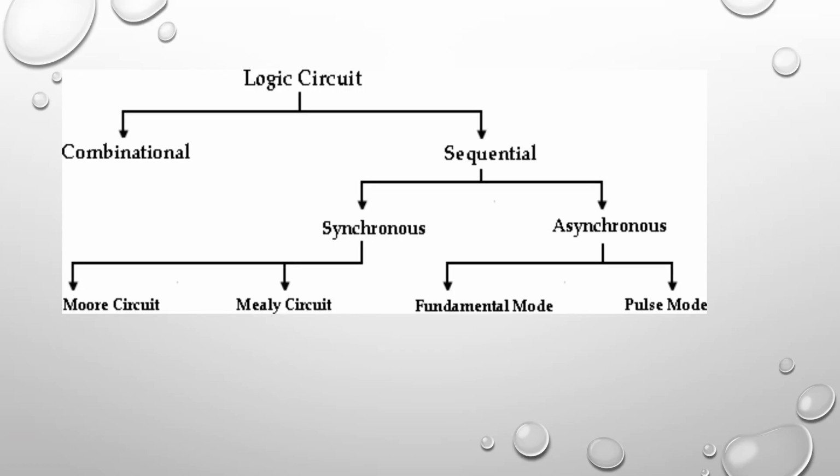So this is the hierarchy of logic circuits. It has two classifications. First one is the combinational circuit and the next is the sequential circuit. Again, the sequential circuit is divided into two categories. First one is the synchronous sequential circuit and next one is the asynchronous sequential circuit. The synchronous sequential circuit has two categories. First one is the Moore circuit and next one is the Mealy circuit. The asynchronous sequential circuit has two classifications. First one is the fundamental mode and the other is the pulse mode.